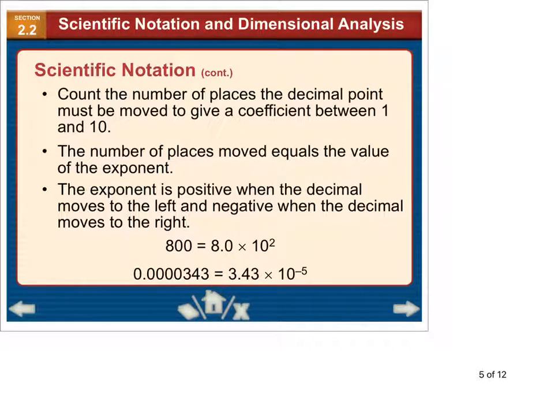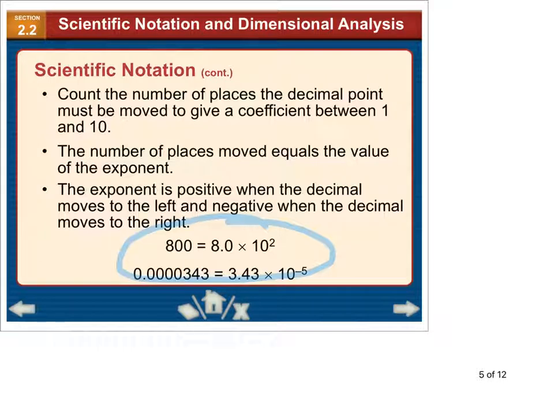This slide gives us a general idea of how to switch between scientific notation and standard notation. You should have seen this a lot in previous classes, so it shouldn't be a big problem. But here are a couple examples down here. We'll do some more in class, but 800 is 8.0 times 10 to the second.